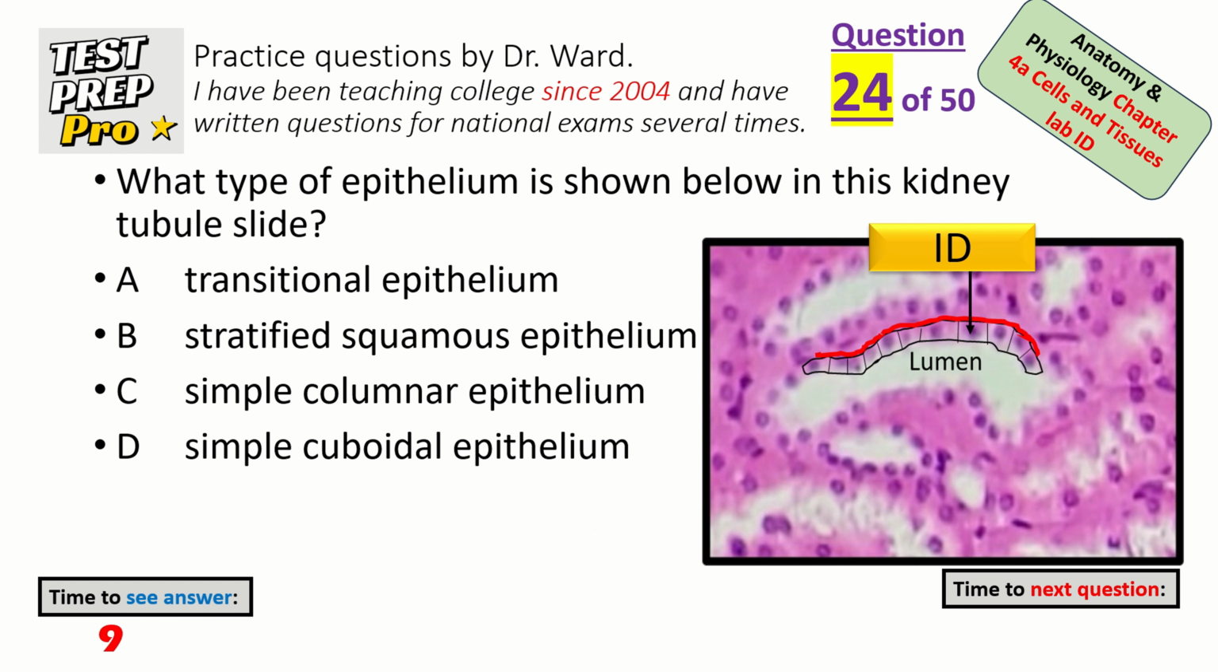What type of epithelium is shown below in this kidney tubule slide? The epithelium is one layer thick. They look like little squares. Simple cuboidal epithelium.